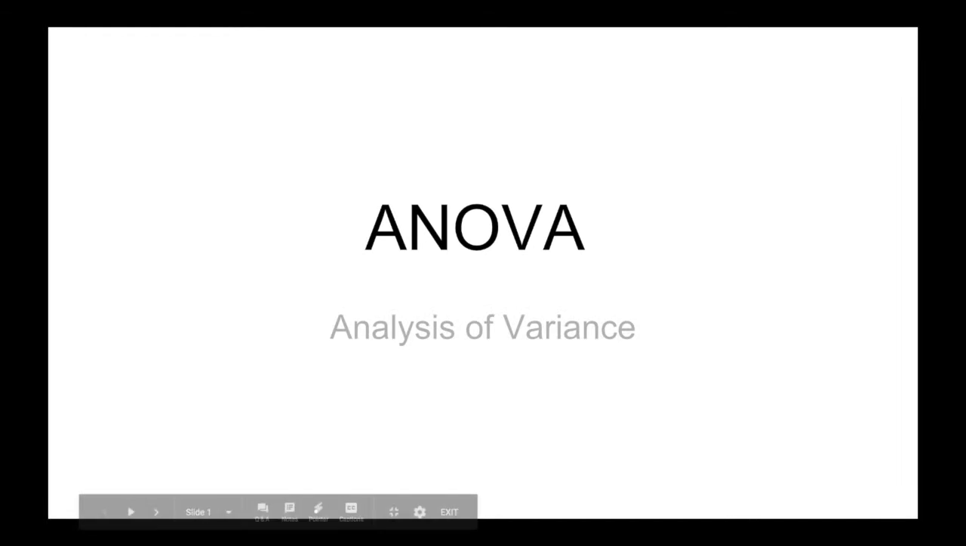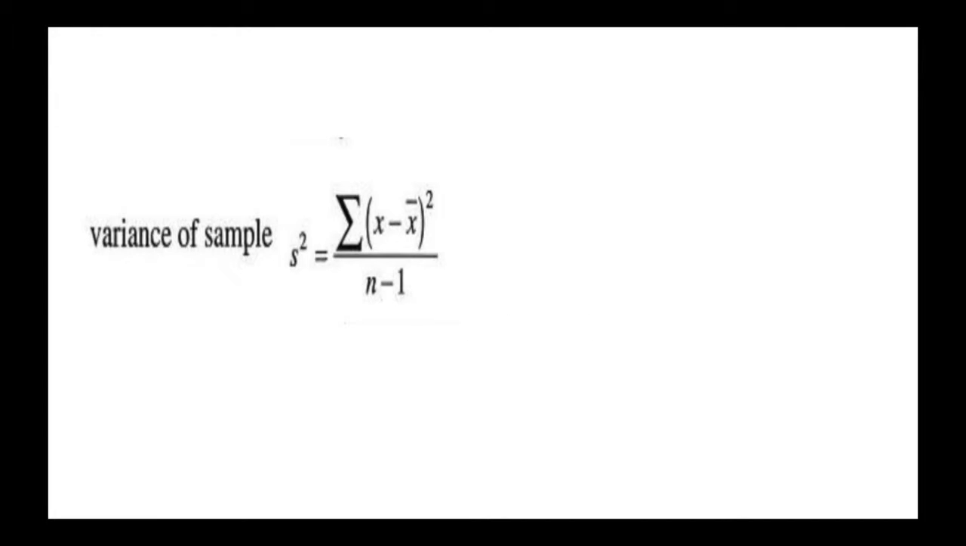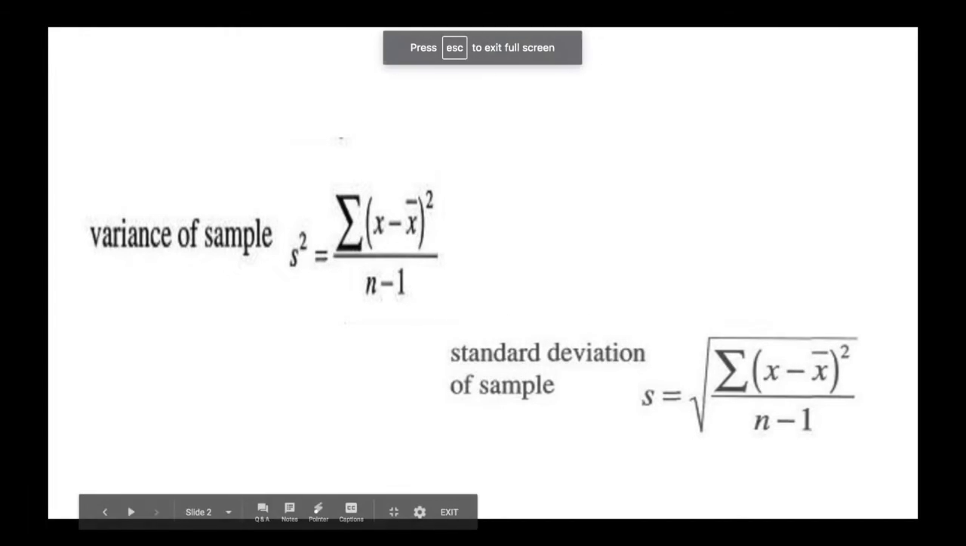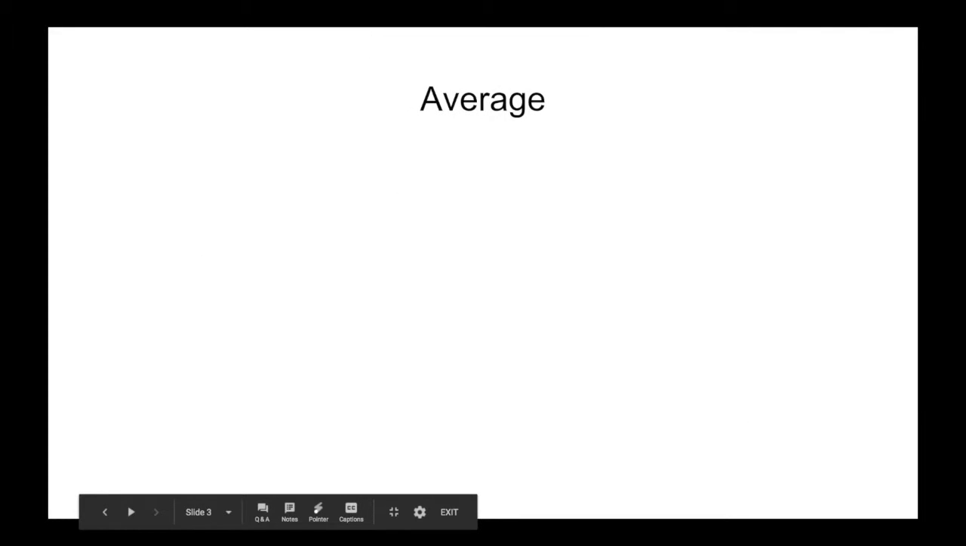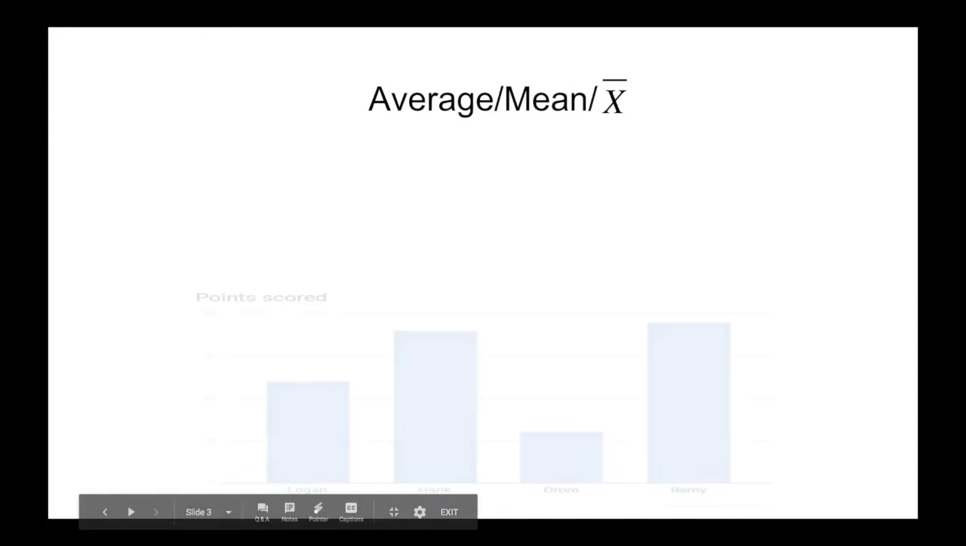Hey, this is Adnan, and this video is intended to explain and clarify the concept of ANOVA, which is short for analysis of variance. Variance being the dispersion of data in a data set, which is used to attain the standard deviation. But before we can fully understand the implications of things like variance and standard deviation, we must first understand what an average, otherwise known as mean, otherwise known as x bar, is.